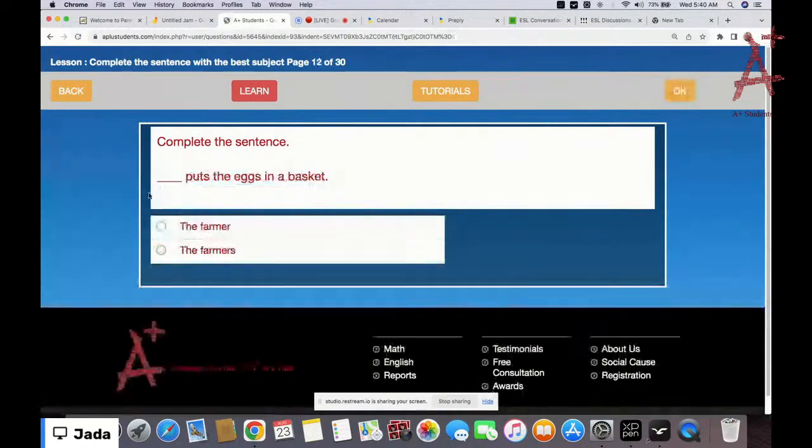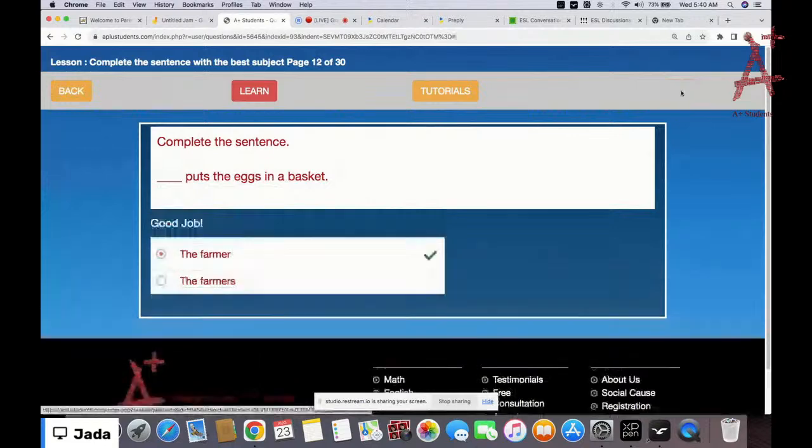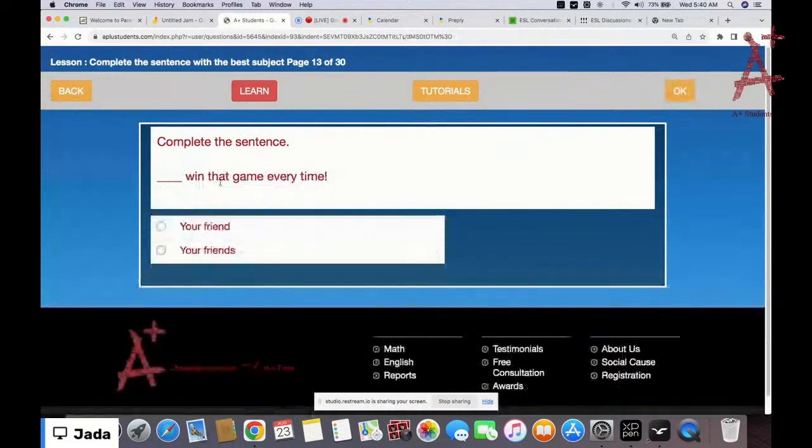And then it says puts with S. Since it says puts with S, you need to find what? The one that doesn't have S. So the farmer puts. And then it says win. Since it says win without S, you find a subject with S. So your friends win.